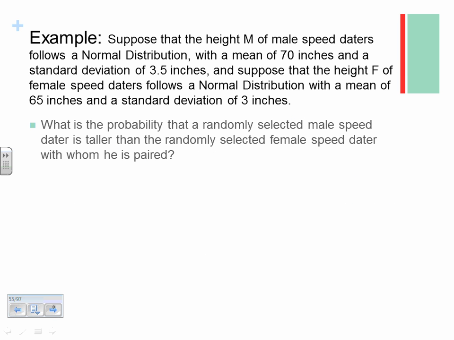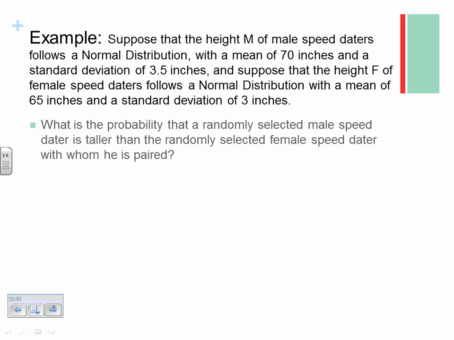All right. Suppose the height m of male speed daters follows a normal distribution with a mean of 70 inches and a standard deviation of 3.5 inches. And suppose the height f of female speed daters follows a normal distribution with a mean of 65 inches and a standard deviation of 3 inches. What is the probability that a randomly selected male speed dater is taller than the randomly selected female speed dater with whom he is paired?